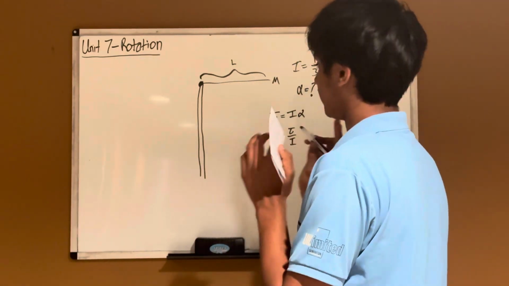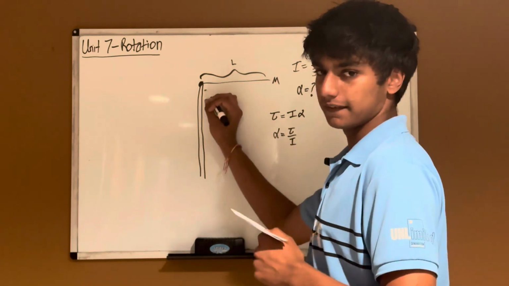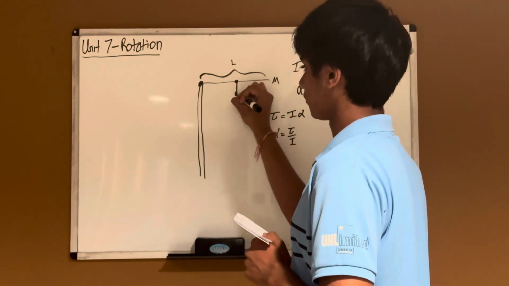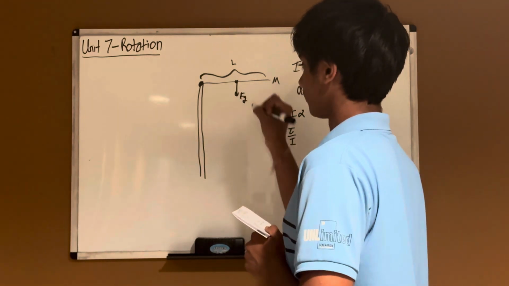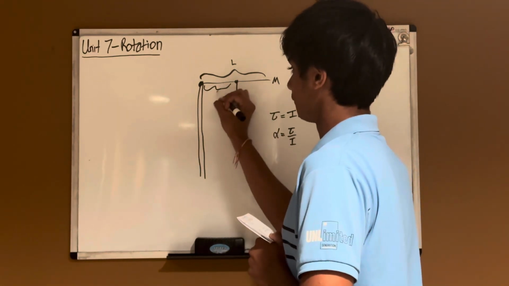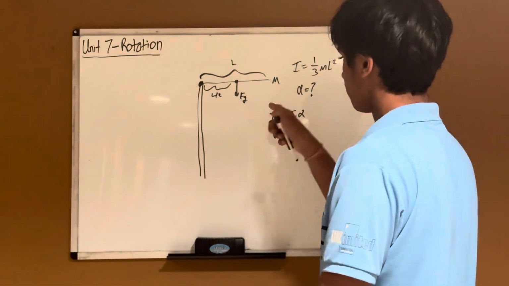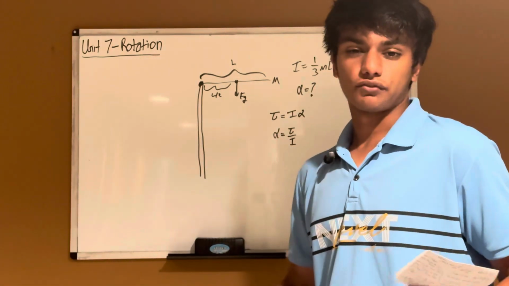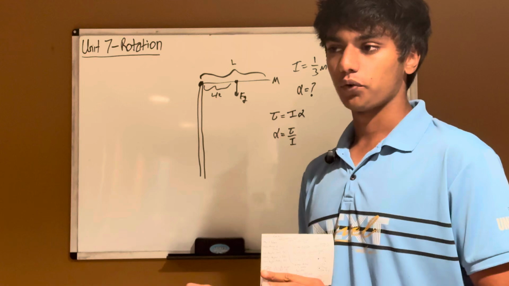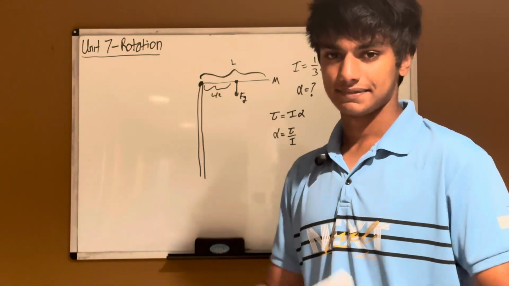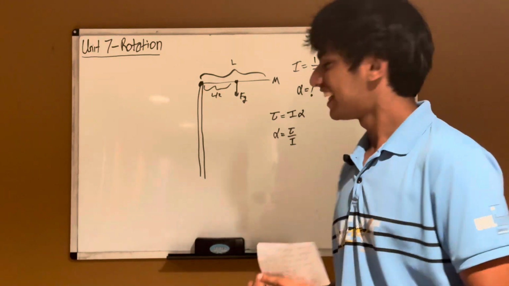In a system like this, since it's a uniform rod, we apply the force at the center of mass. So the force of gravity is applied at the center of mass, which is at L over 2 because it's a uniform rod. The reason we apply the force at the center of mass is that by the definition of the center of mass, we can assume all the forces act on that point, because that's where all the mass is concentrated.